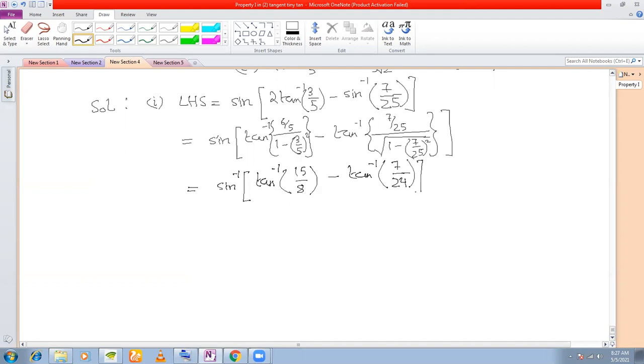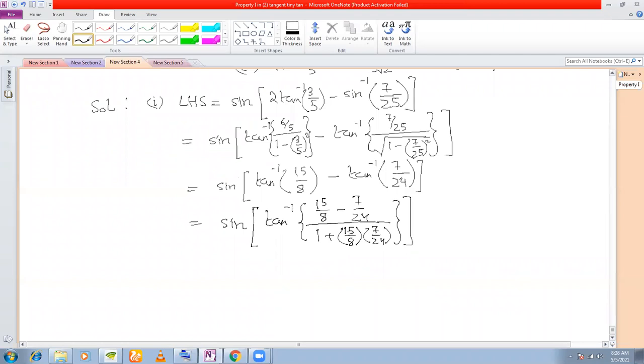Okay, next, this is not sine inverse, this is simply a sine. So this is sine of, now you have tan inverse x minus tan inverse y. So we'll apply that formula here, which is tan inverse of x minus y divided by 1 plus xy.